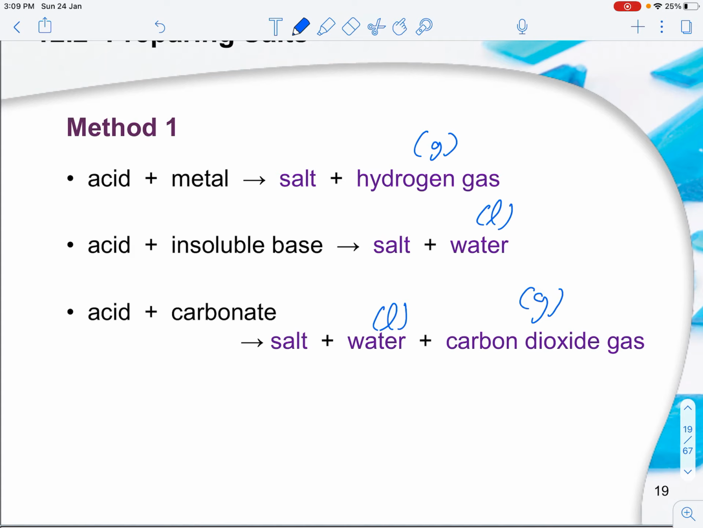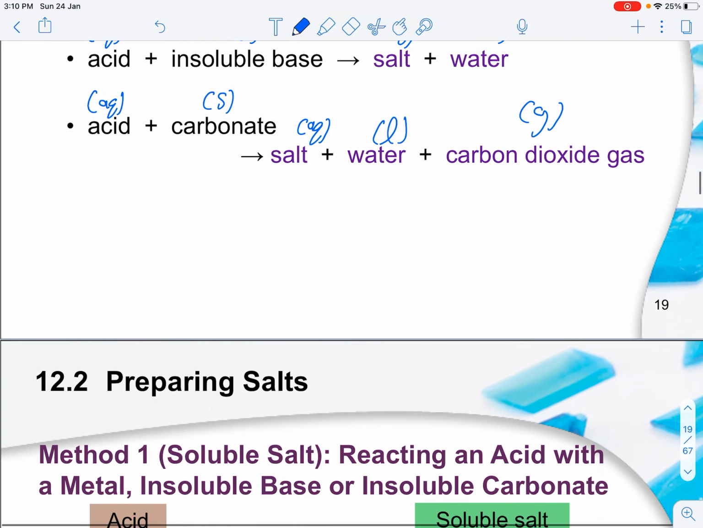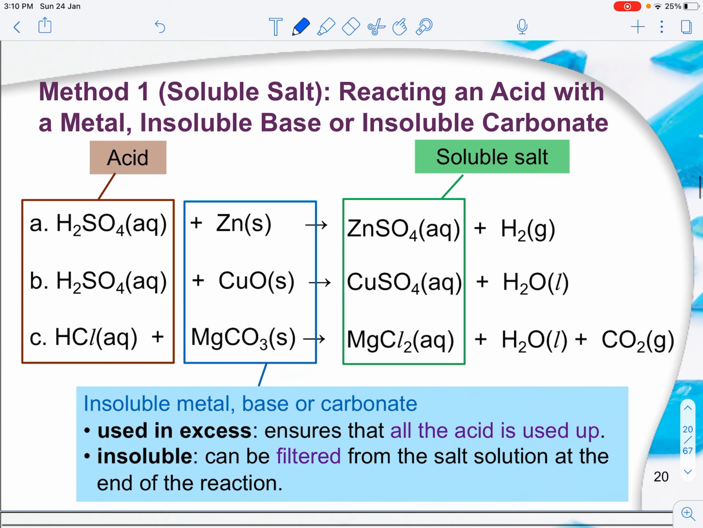The salt, because this method of crystallization covers only soluble salts, tends to be aqueous. And for your acid, because your reactant is insoluble here, in this case the acid is aqueous. The only thing that is insoluble is the other reactant. Okay.